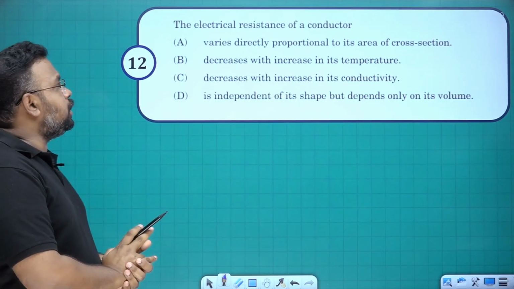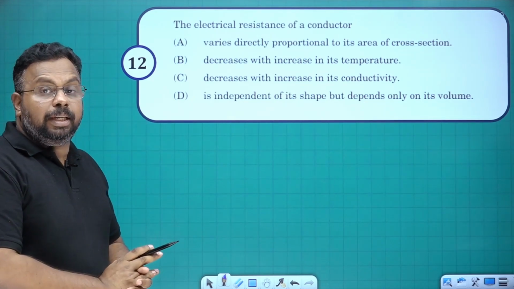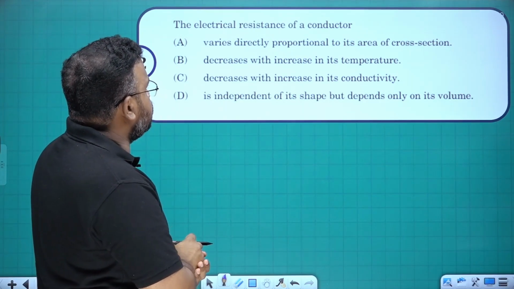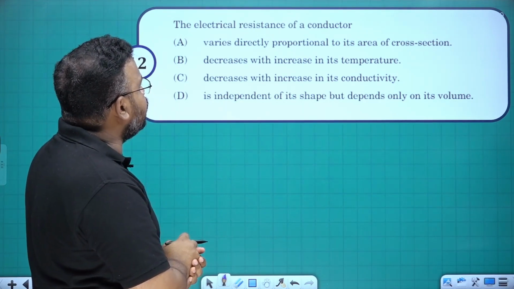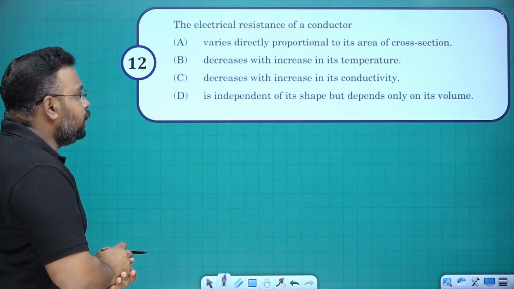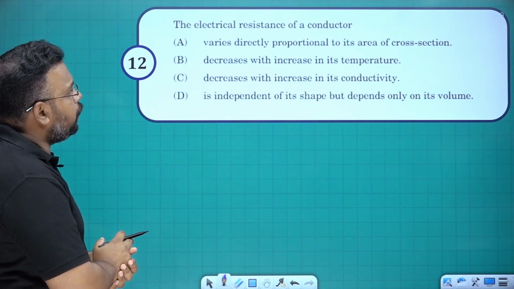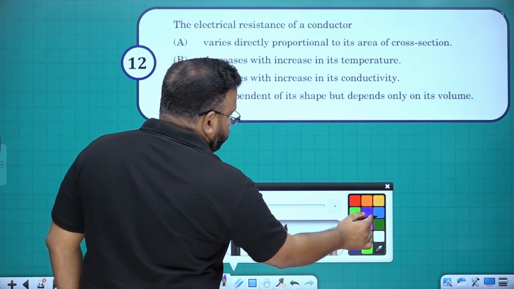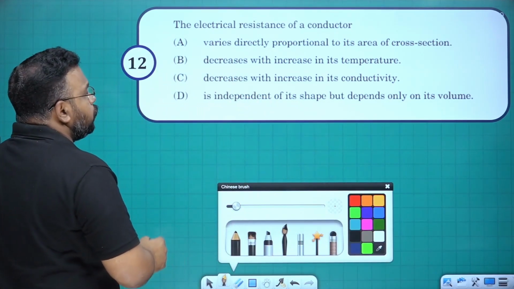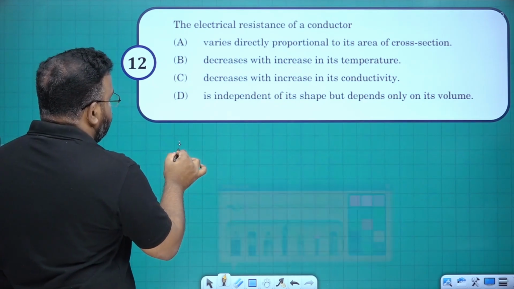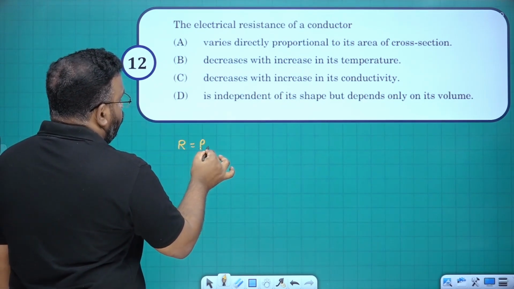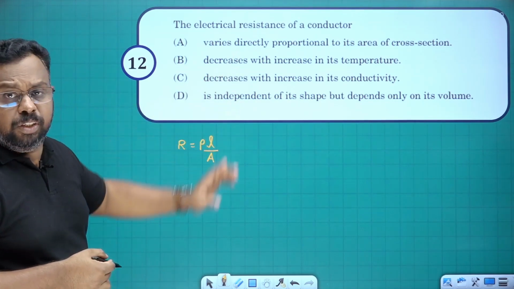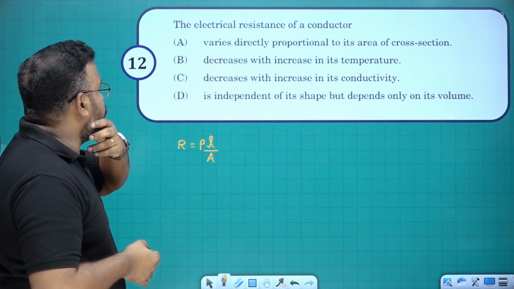The electrical resistance of a conductor varies directly proportional to its area of cross section, decreases with the increase in temperature, decreases with the increase in conductivity, is independent of its shape but depends only on its volume. So let's check one by one. Varies directly proportional to area of cross section. You know that R is equal to rho L by A. So how resistance is related to area means it is inversely proportional. So first option is wrong.